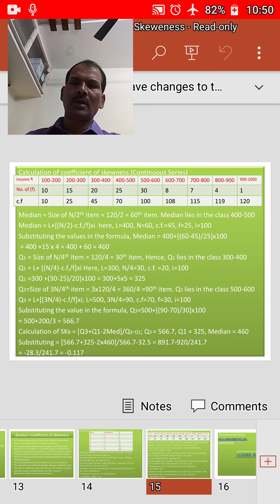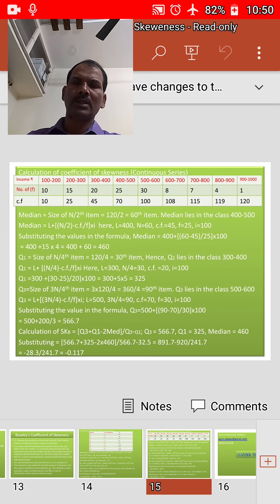L is equal to 400, n by 2 is equal to 60, Cf is equal to 45, f is equal to 25, I is equal to 100. Substituting the values in the formula, median is equal to 400 plus (60 minus 45) by 25 into 100, 400 plus 15 into 4, which is equal to 400 plus 60 is equal to 460.